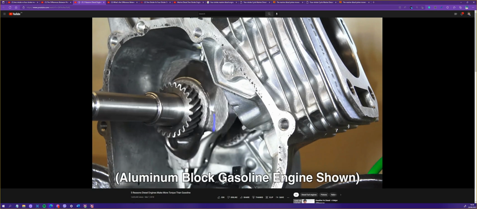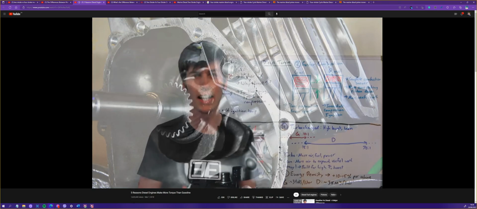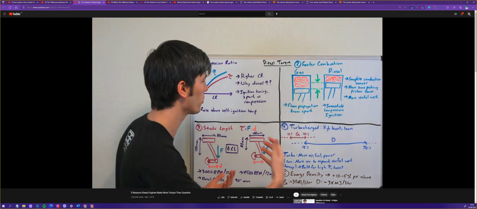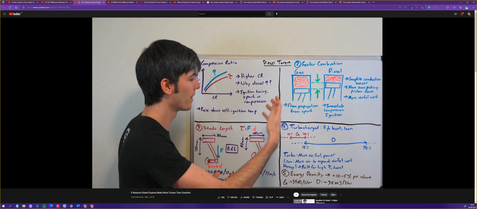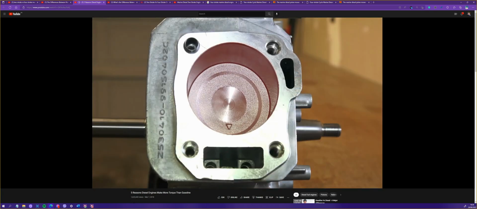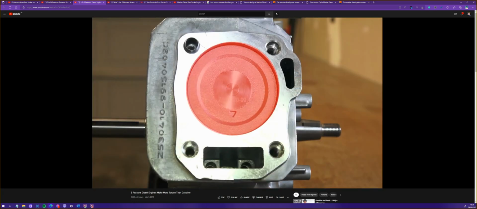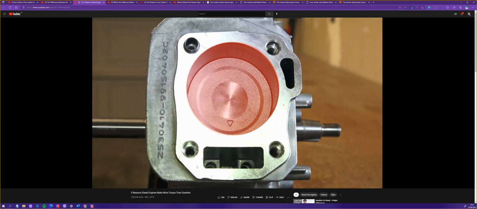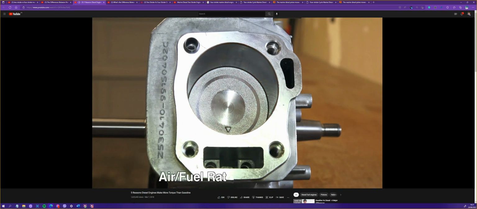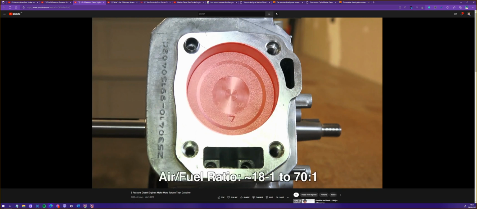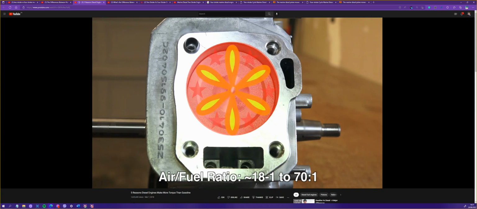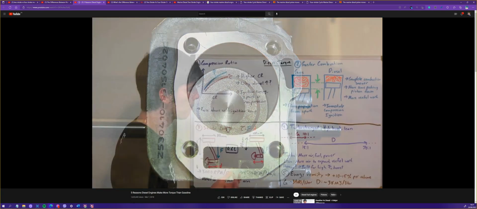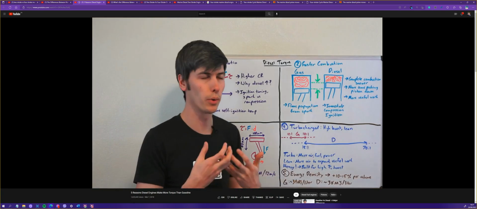All of this results in a significantly heavier engine, but an engine that is built to handle the increased amount of torque that diesel engines produce. And another thing about diesel engines is that they tend to burn quite lean. They have a very lean air-fuel ratio, 18:1, up as high as 70:1, that they can operate in. And by burning lean, you can have more air to expand and create more useful work.